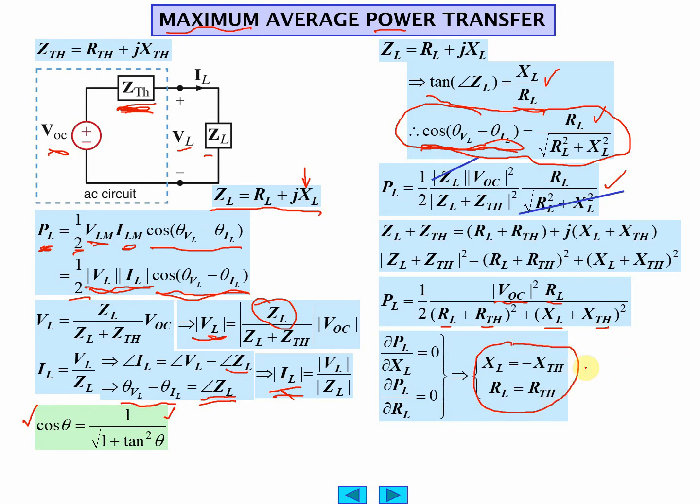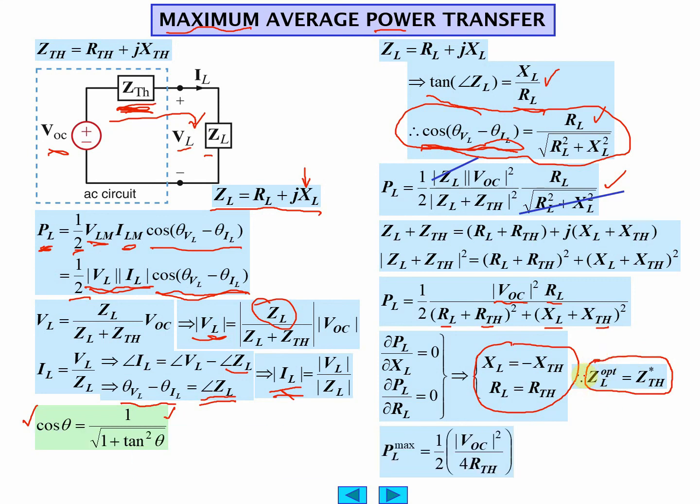That the optimum for maximum power coupling, for maximum power to get out of here and into here, we want the load impedance to be the complex conjugate of the source impedance. And then when you substitute these values back into PL right here, you get this formula. Okay.